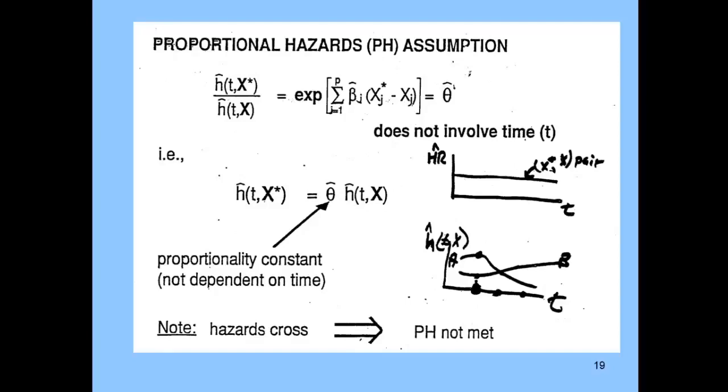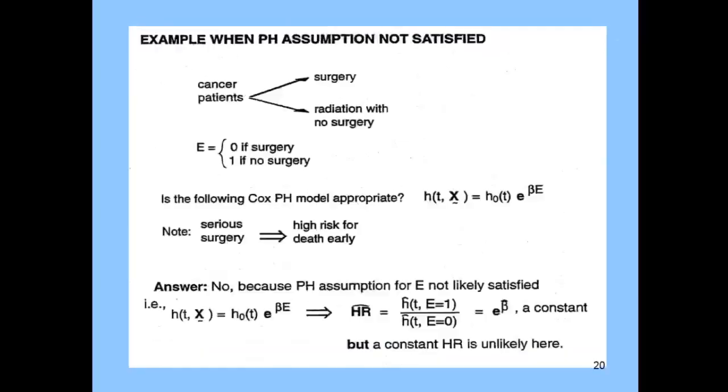So there are situations where you can't use the Cox proportional hazards model. This is an example. This is not a great example; I'm just picking this out of the air. But here's a more natural example. You're talking about cancer patients. When you have cancer, there are different ways to treat them. Some people undergo surgery, some people get radiation without surgery, some people get both.